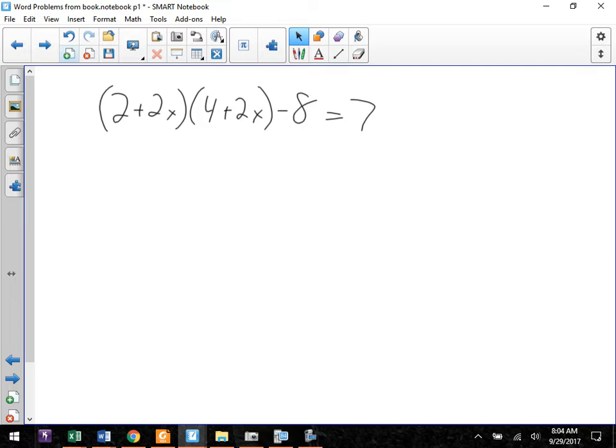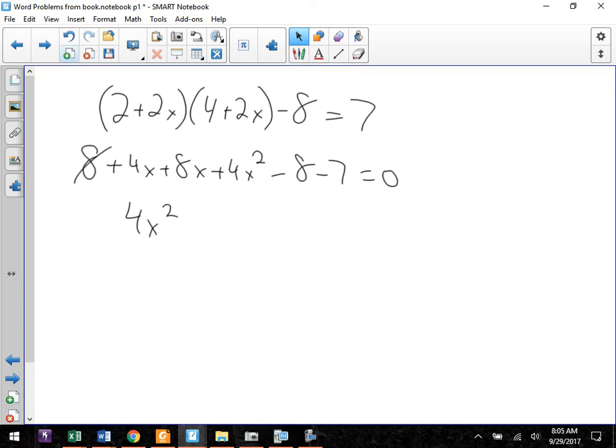FOIL it out, we get 8 plus 4x plus 8x plus 4x squared minus 8 minus 7 is 0. All I'm doing there is moving everything around, setting it equal to 0. Combine our like terms. We get 4x squared. The 8's go away. What is that then? Plus 12x and 7.